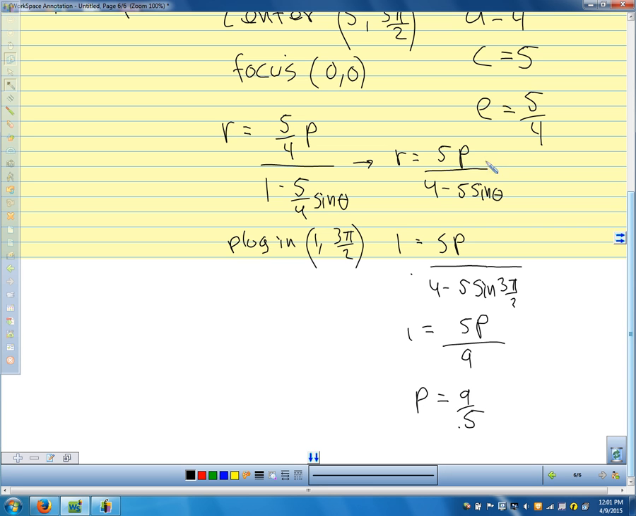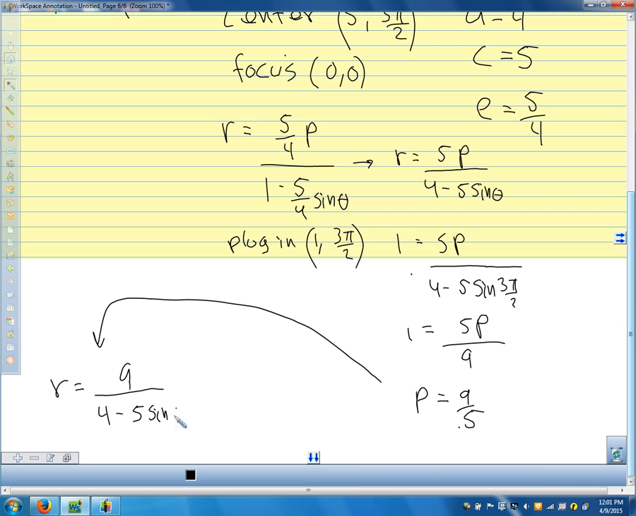So now we can write our equation. r equals, plug that back in here, 9/5 times 5, we get 9 over 4 minus 5 sine theta. And there is the equation of our hyperbola.